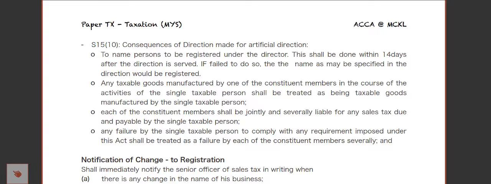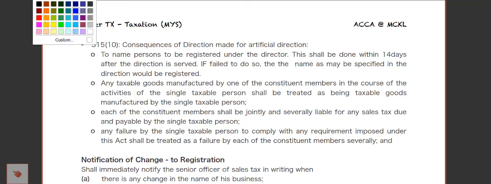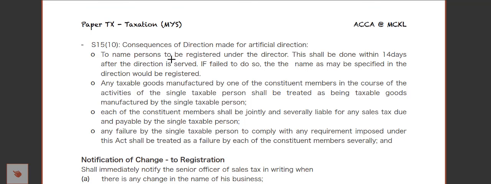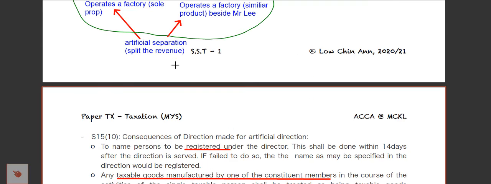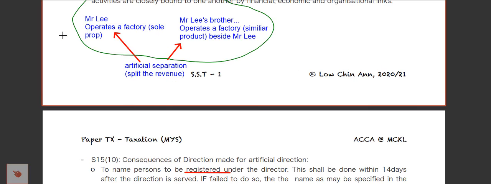Now, when you have been served with a directive for registration, these are the consequences that you have to take into account. The persons named in the direction, this is direction, not director, are the persons that will be registered under the direction, so they will tell you who will have to be registered. Then they will consider the taxable goods manufactured by one of the constituent members as taxable goods manufactured by one person. Meaning you can have two factories, but at the end of the day, they will treat everything as one.